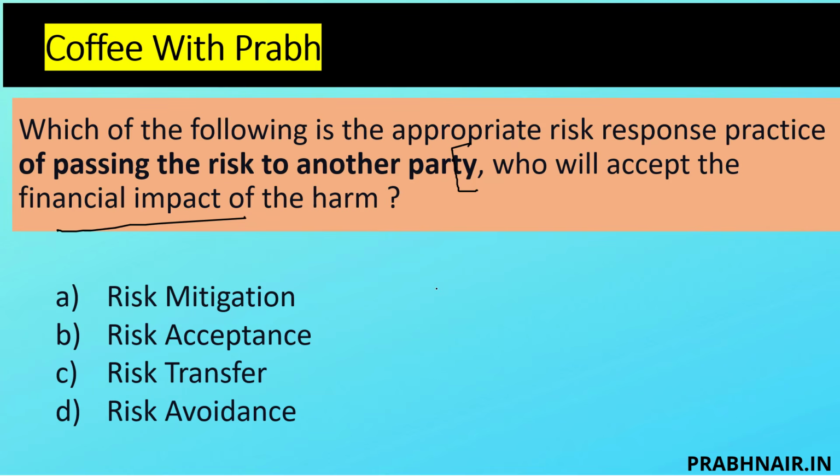Okay, next: which of the following is the appropriate risk response, the practice of passing the risk to another party? Here the financial impact we have transferred to a third party, who will accept the financial impact of the harm. Always remember, cyber insurance, financial insurance, when you transfer to a third party, is called risk transfer. Now, if you're moving your skill to the cloud, it's not a risk transfer, it is still risk mitigation, because you could not find your existing skill on-prem, so you have used a third party skill to mitigate the risk.